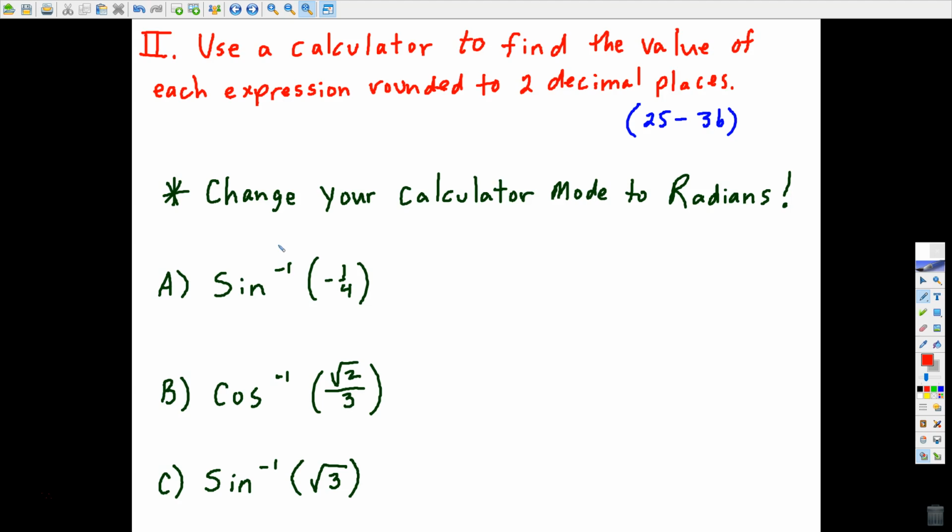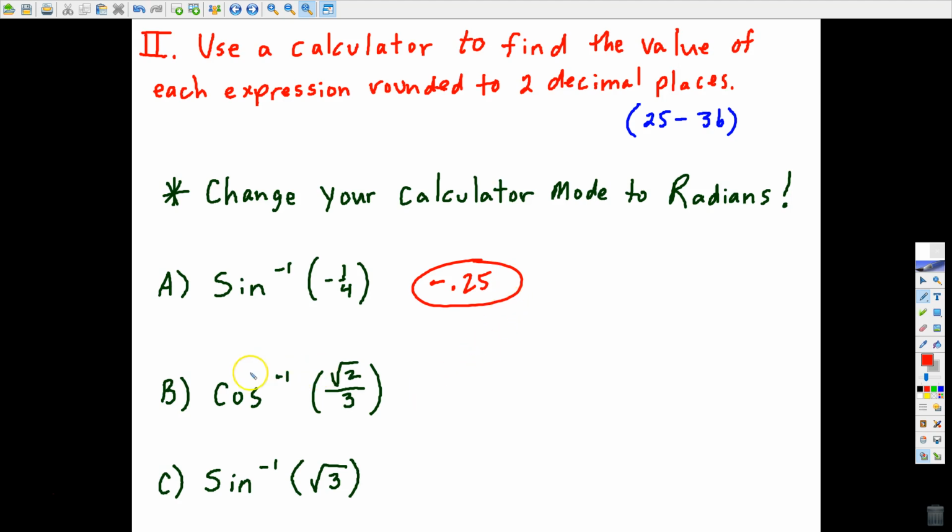So let's take a look at letter A. Now I'm using a scientific calculator like the ones I have in the classroom. So the way I'm going to do this, I'm going to do second sine. And you'll see the notation there, inverse sine on the screen. It's got the left parenthesis. And now I'm just going to enter negative 1 divided by 4, close parentheses. And the answer, rounded to 2 decimal places, is negative 0.25. And that would be my answer for letter A.